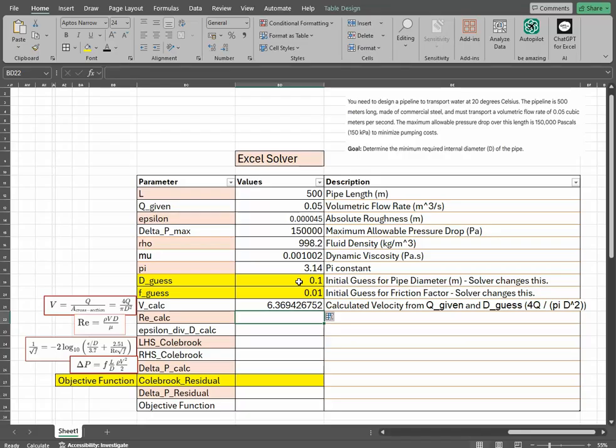So the velocity is 6.36942672. Then we have to calculate Re. We know Re is rho V D by mu, so we can easily calculate that.